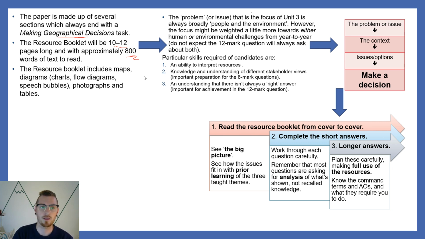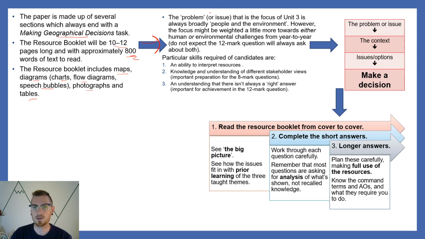That resource booklet will have a range of graphicacy from maps to diagrams like charts, flow diagrams, speech bubbles, photographs, and tables. On the HLS Geography YouTube channel, there is a geographical skills playlist. Have a look down that playlist, and if there's any skills in there that you don't understand, for example, off the top of my head, something like isobars, I don't see why that'd be in this paper, but I know that's a skill in that playlist. Anything you don't understand, just go and have a little watch to bump up your knowledge there.